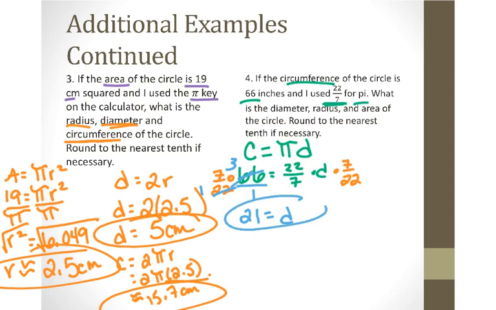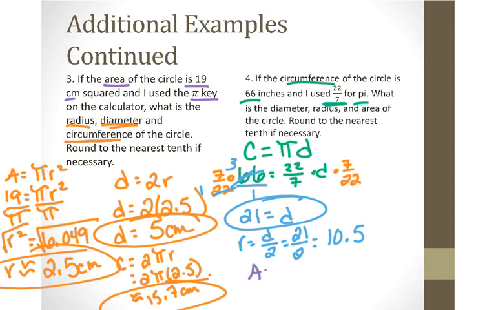Now, I have my diameter, which is one piece I needed. Radius is equal to the diameter divided by 2. So I'm going to take 21 and divide it by 2. And in that case, I'm going to get my radius to be 10.5. So the last piece of this puzzle is to find the area.